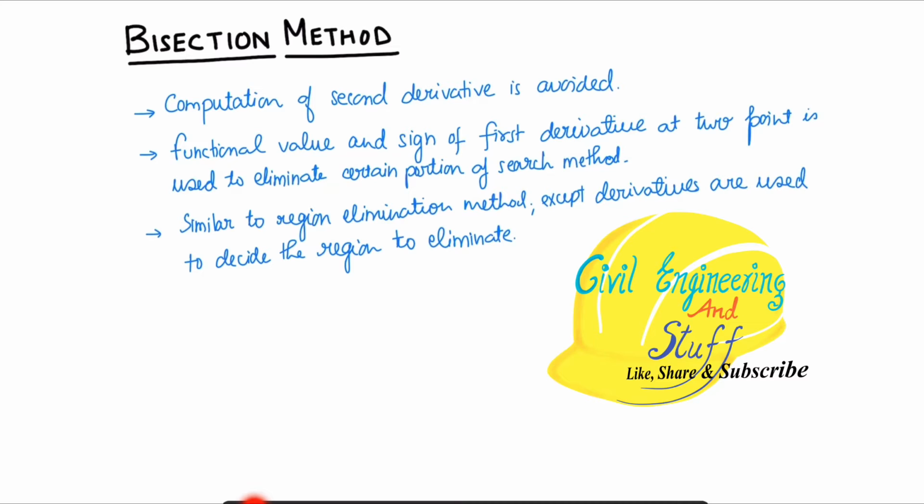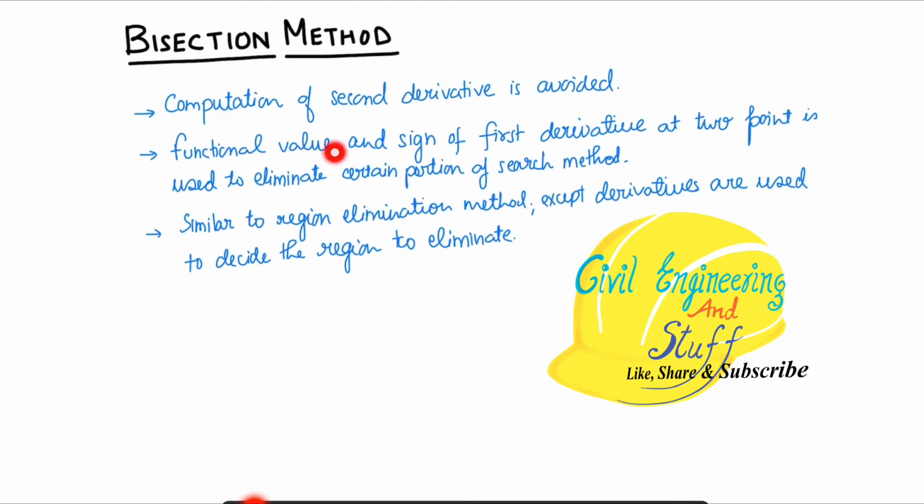Now if we compare the bisection method to the Newton-Raphson method, we'll observe that in the bisection method we do not require the second derivative. In the Newton-Raphson method we did require the second derivative to find the next point. So this is not required. The second derivative is not required in the bisection method, and this method is quite simple and very similar to the region elimination method. Basically, we find the point, and just like the region elimination method, we eliminate a certain region based upon the value that we have.